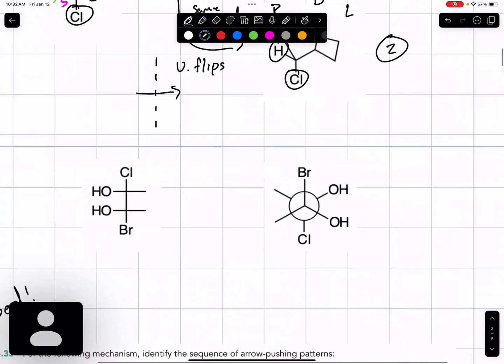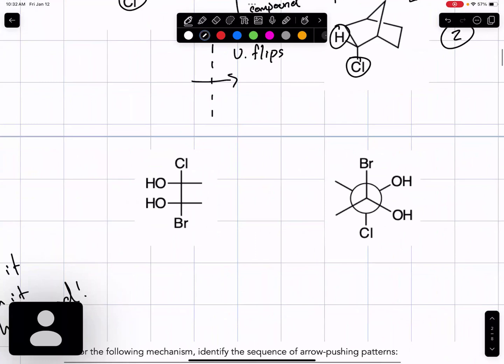Okay, how about this question? Fischer projection and Newman. Ugh, ugly, I know. But we can figure this out. How would we figure this out?